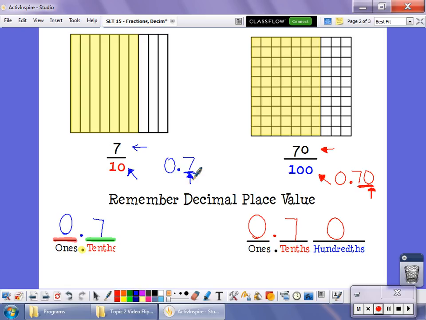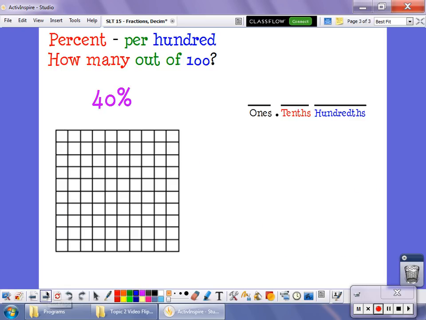So we've taken fractions and we've changed them into decimals. Now we want to look at percents. The word percent means per hundred. It means how many out of 100. So 40% really means 40 out of 100. 40 hundredths. Well, we know how to change this into a decimal.